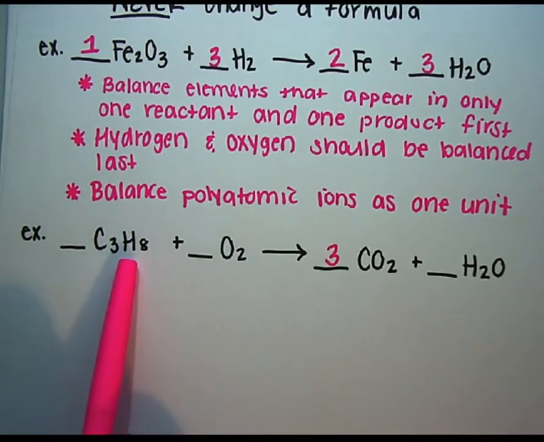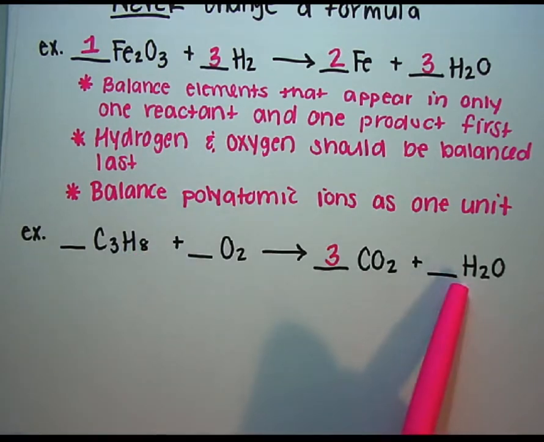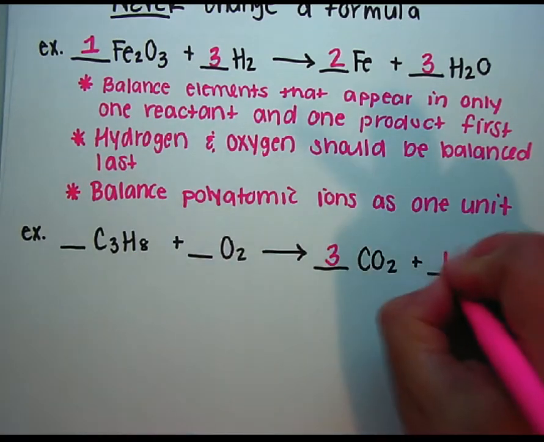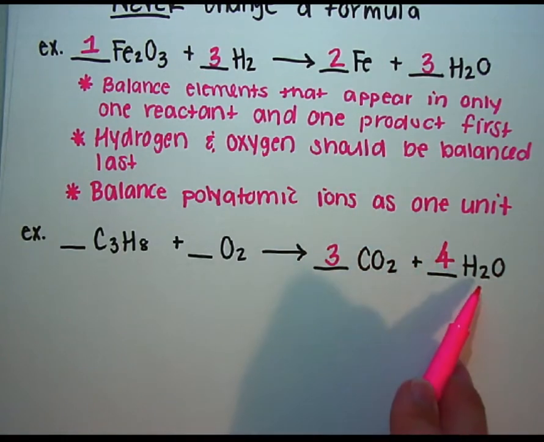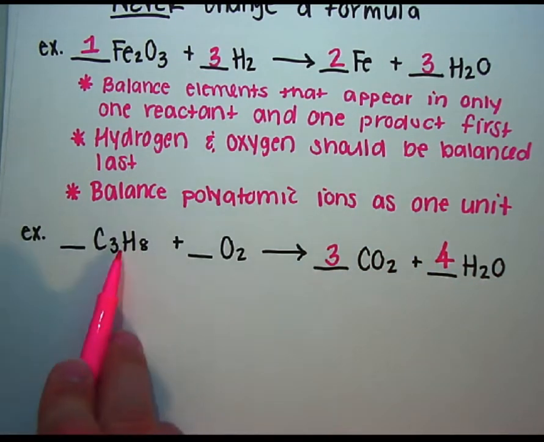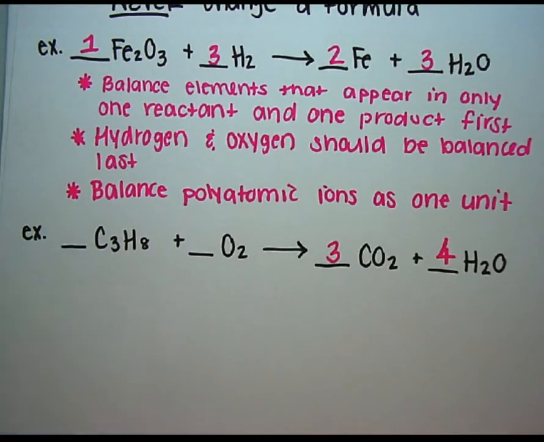Next, let's do hydrogen. On the left side, I have 8 hydrogens. That means I need 8 on the right. I only have 2. Coefficients multiply in, so I'm going to put a coefficient of 4. 4 times 2 gives me 8, and here I have 8 hydrogens.